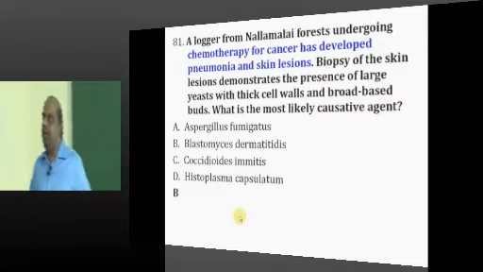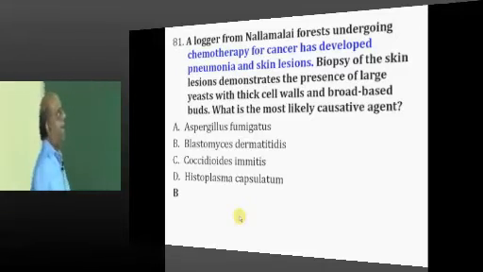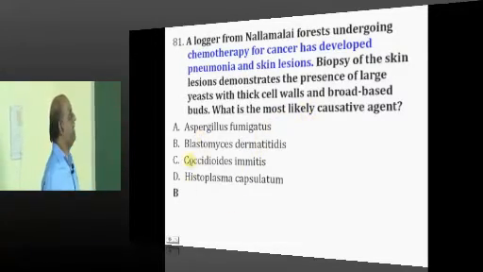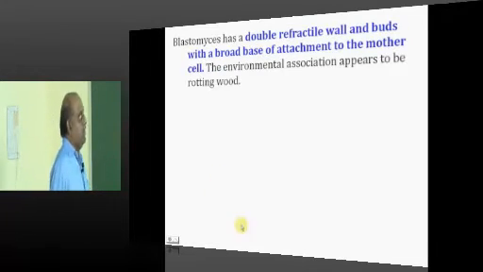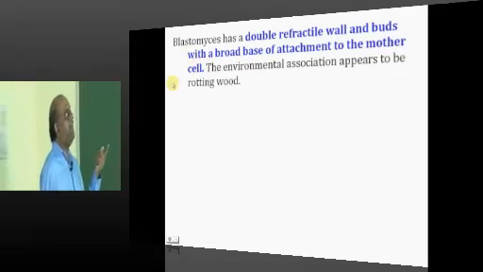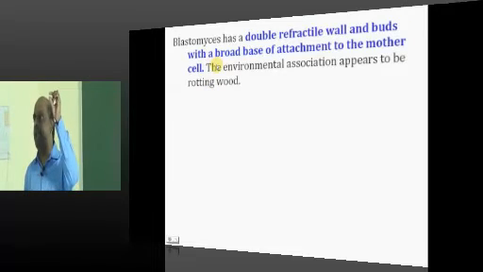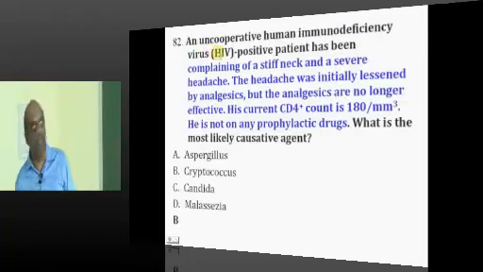The patient is a logger in the forest. He was receiving chemotherapy for cancer, and now he develops large yeasts which have a thick cell wall and are broad-based, which makes you think of Blastomyces dermatitidis. So you must remember Blastomyces leads to a double refractile wall with a broad base of attachment to the mother cell. The daughter cells will make an attachment, is what needs to be fundamentally understood.